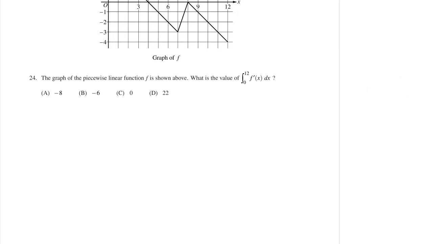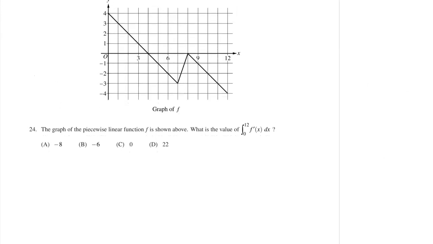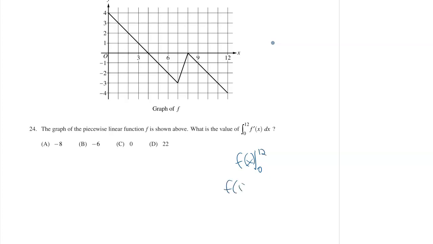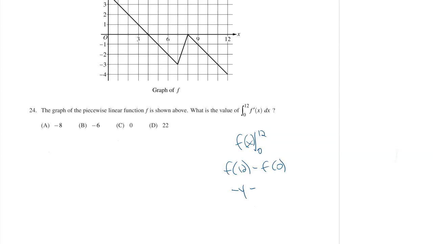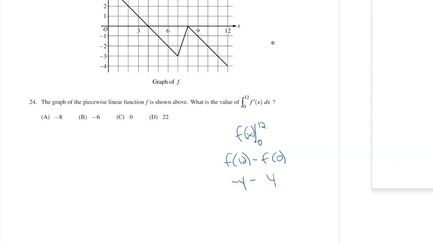24, yep. Integral of f prime of that one, the piecewise, that's f. So the value of this, I can just do the fundamental theorem, right? So that's just f of x evaluated from 0 to 12. That's f of 12 minus f of 0. There's no chain rule issue there or anything. F of 12 is negative 4 minus f of 0 is 4. I'm getting negative 8.